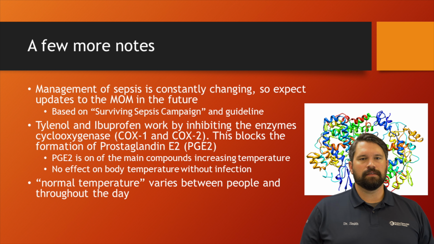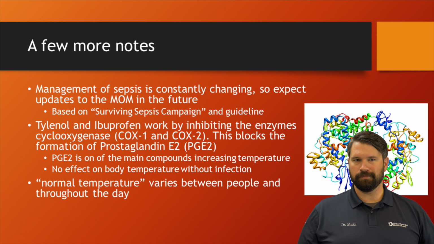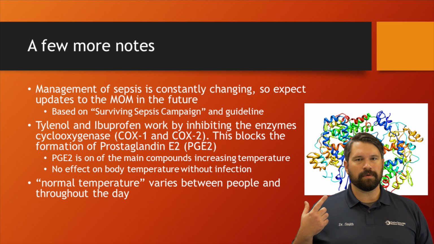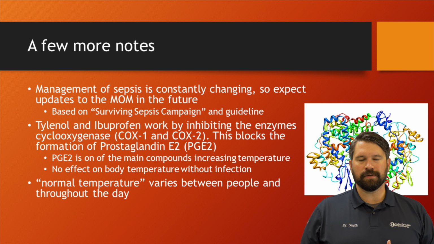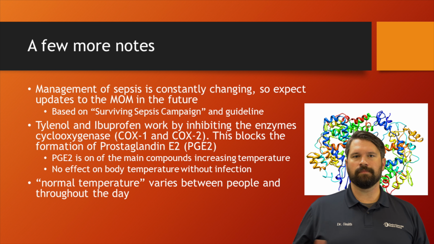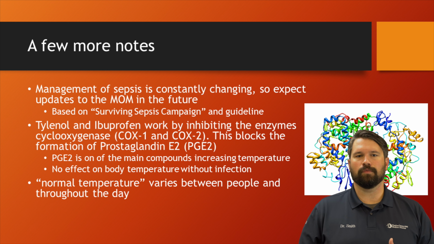Well, they actually inhibit the enzyme cyclooxygenase, abbreviated COX, and there are different forms of it, COX-1 and COX-2. By blocking this protein, it inhibits the formation of prostaglandin E2, PGE2. PGE2 is one of the main compounds that goes back to the hypothalamus to help raise the body temperature. It raises that thermostat set point. Interestingly enough, prostaglandin E2 has very little to no effect on body temperature without an infection present. Also, normal temperature varies between people and throughout the day. If you wake up with a temperature of 97 and go to bed with a temperature of 99, that's still not a fever, that's just normal daily variation.